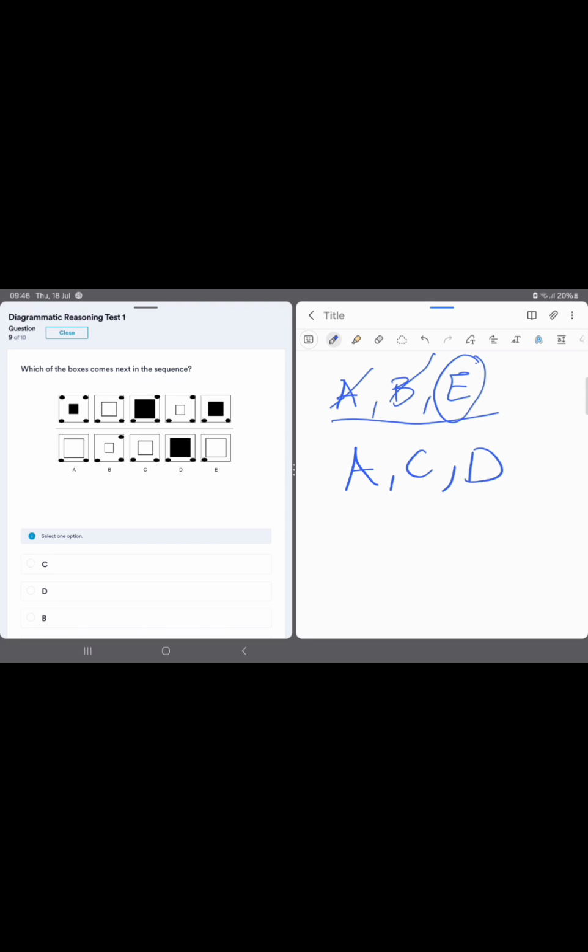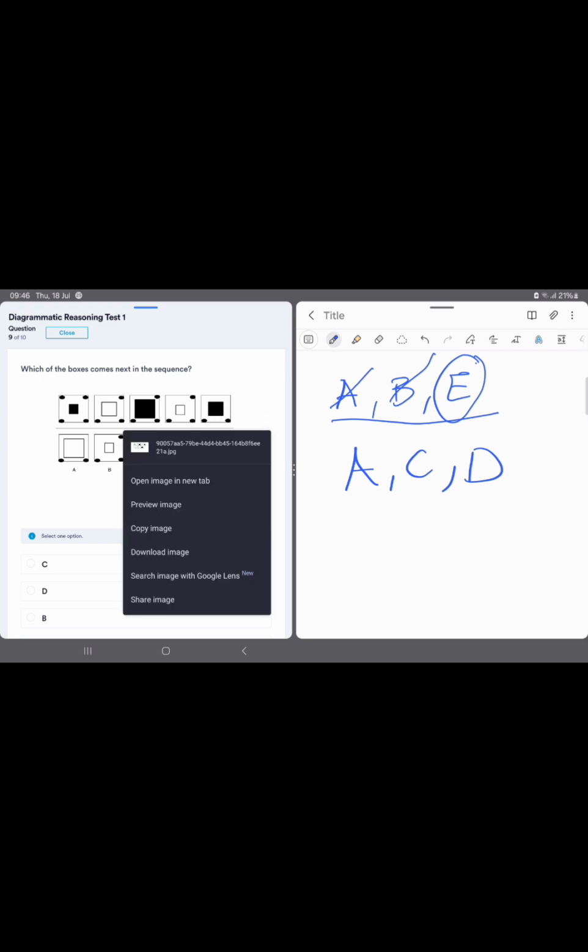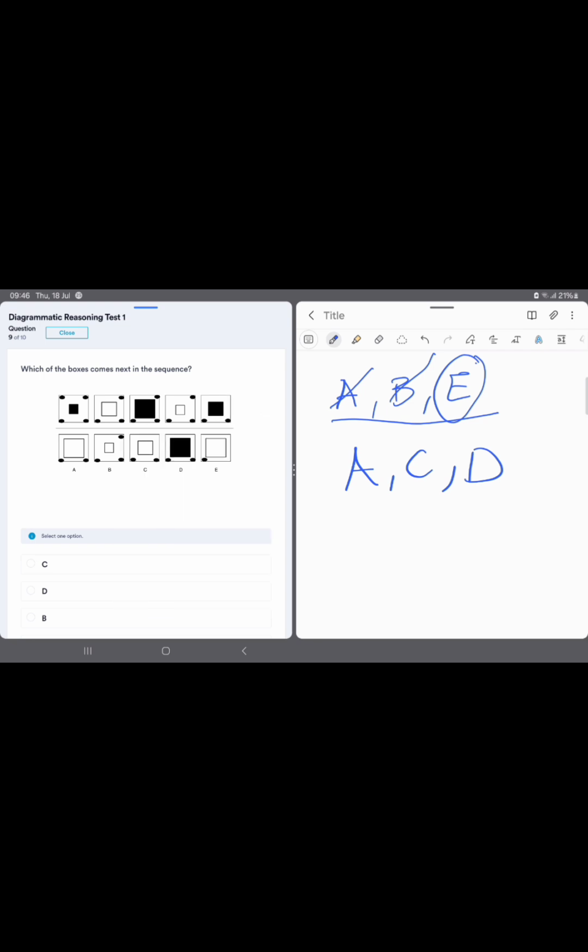Okay, and then the next thing that we can look at is the square or rectangle inside. In the first diagram, the shape is shaded. The second one is not shaded, and then shaded, not shaded, shaded, and then not shaded. Meaning that in the next diagram, it has to be not shaded. Under our potential solutions, that leaves us with A and C as our potential answers. So we can cancel out D since it's shaded.